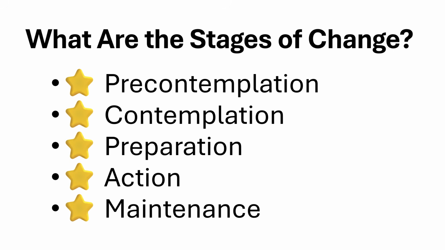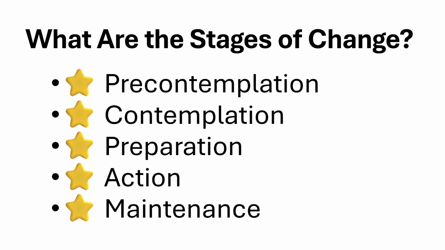The third stage is preparation. During this stage, the person has decided that change is necessary and begins making plans. They may gather information, seek support, or set goals for changing their behavior. The fourth stage is action. This is when the individual actively changes their behavior. They may begin treatment, attend support groups, stop using substances, or implement new coping strategies.